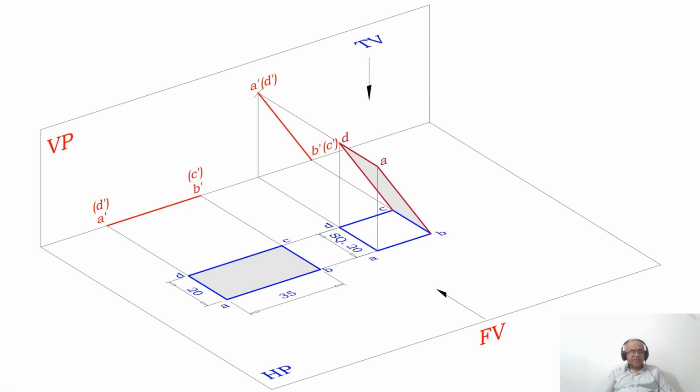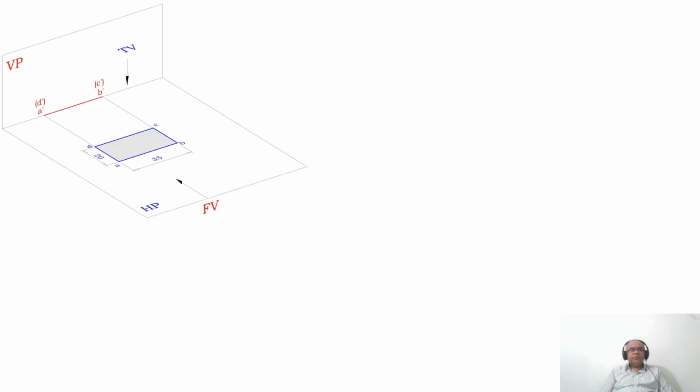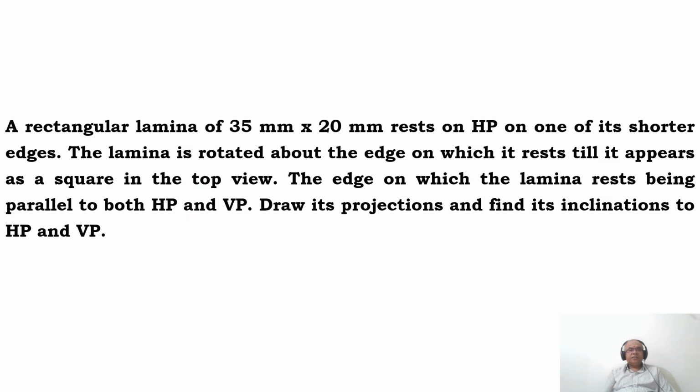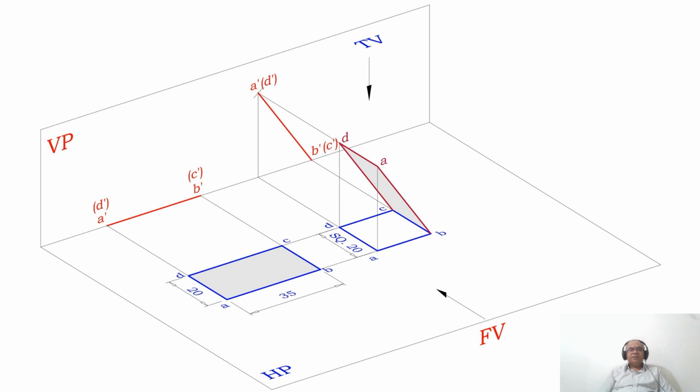Now, the side which is resting on HP is parallel to both HP and VP. So that is the condition. That is the one which we need to say. That is what he says: the edge on which the lamina rests being parallel to both HP and VP. So which is the edge which is resting on both HP and VP? The edge which is resting on HP is B' C'. So what is the position of this B' C' with respect to HP and VP?